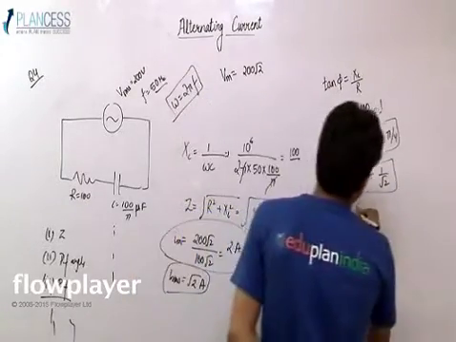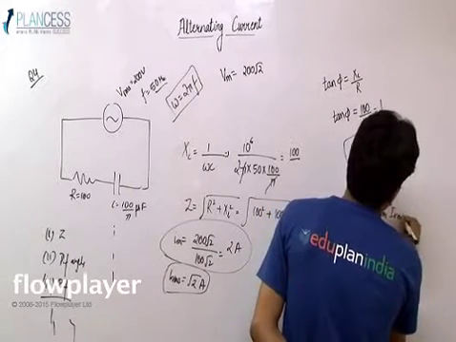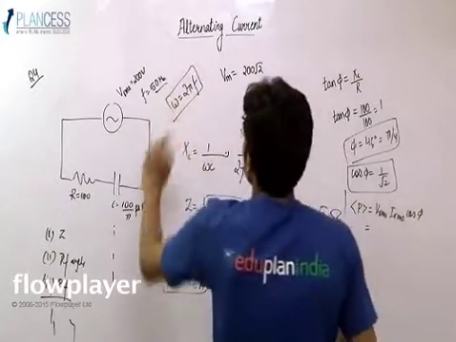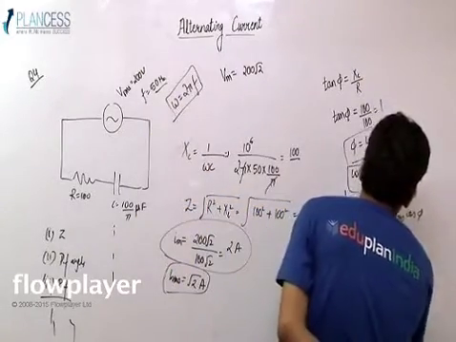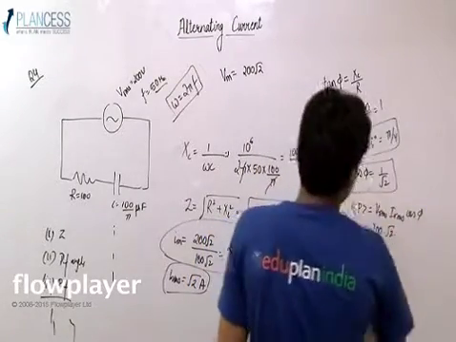What is the average power? Average power is VRMS into IRMS cos phi, and we know that VRMS is 200, so it is 200 into IRMS root 2 into cos phi, which is 1 by root 2.